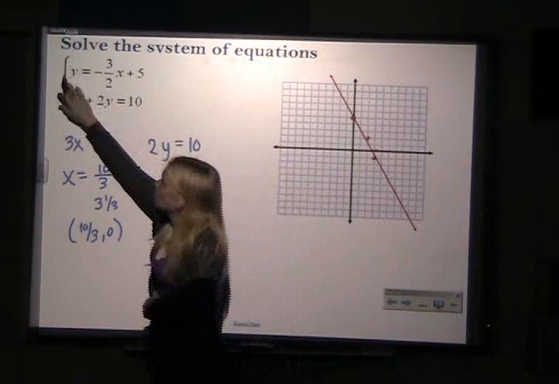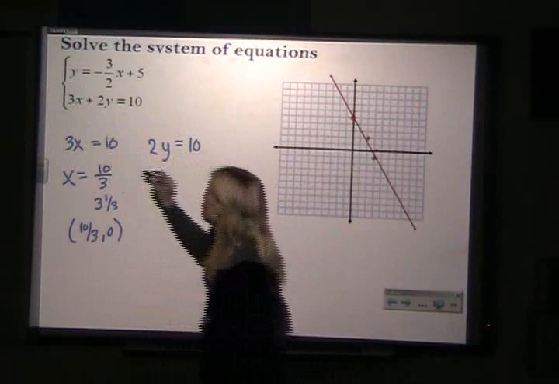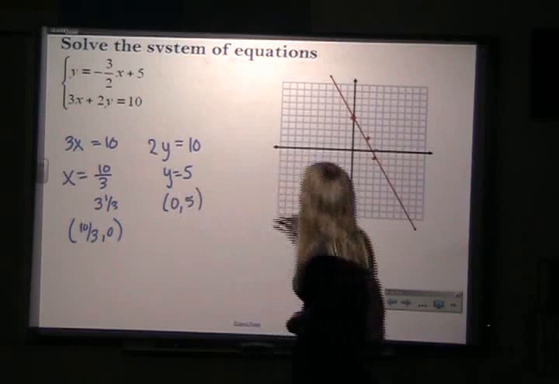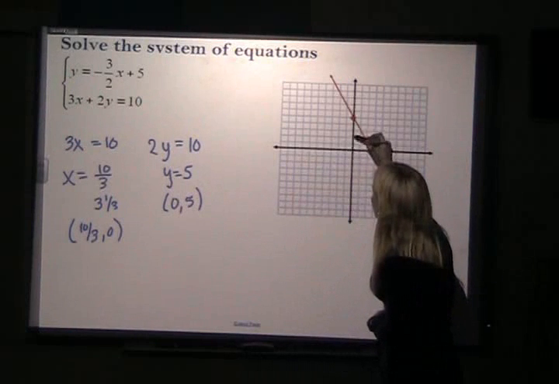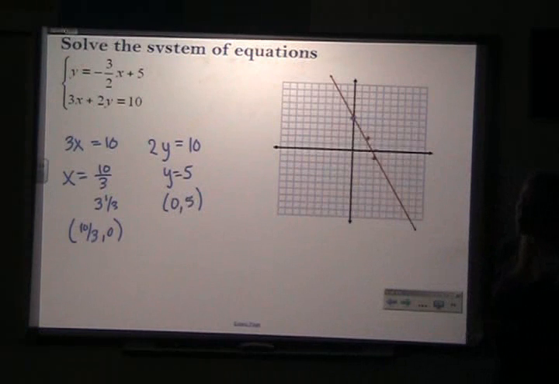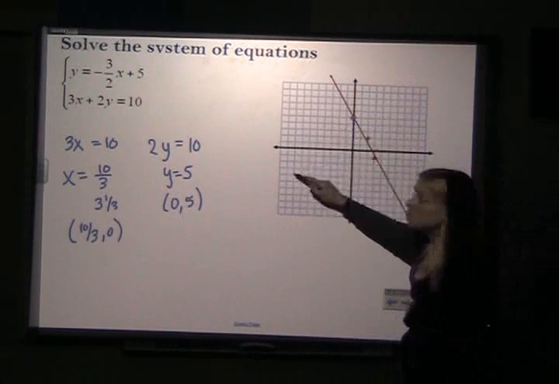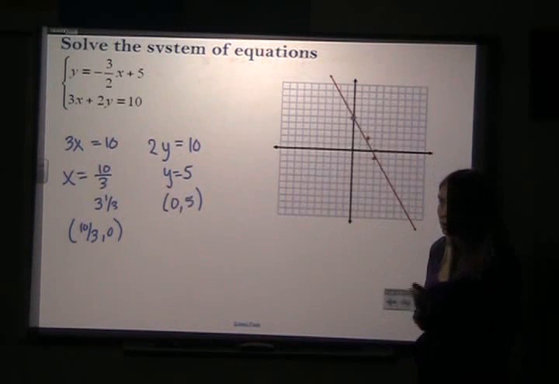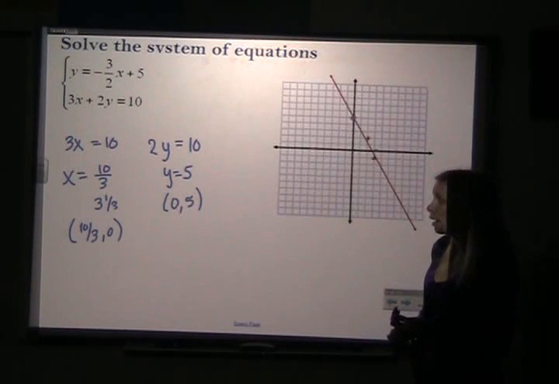2y equals 10. So I'm plugging 0 in for x, and y is 5. So that's the point (0, 5). Now you'll notice it's exactly where the other one was. That doesn't mean they're exactly the same line. You can have a line that goes this way. I still need to keep going to make sure it is either a different line or I need to make sure it's exactly the same line.